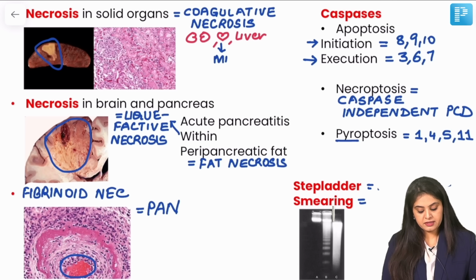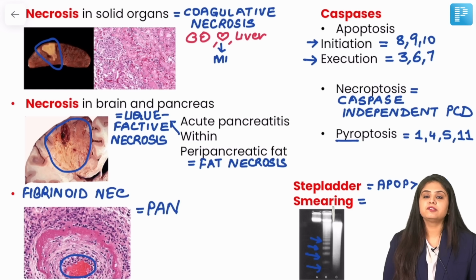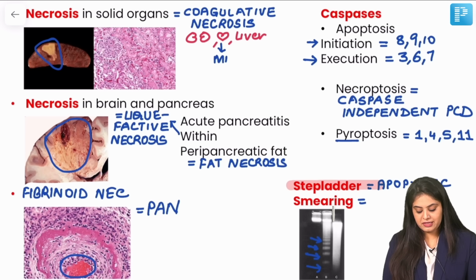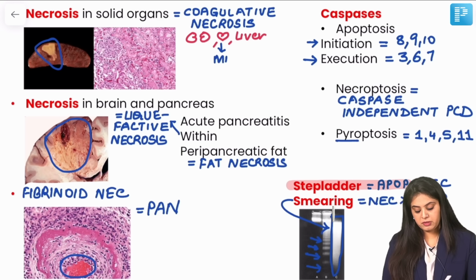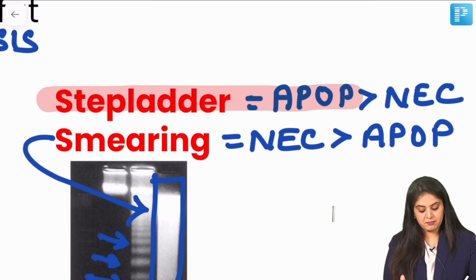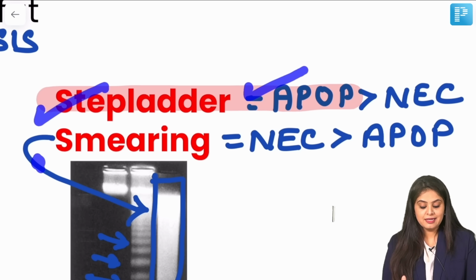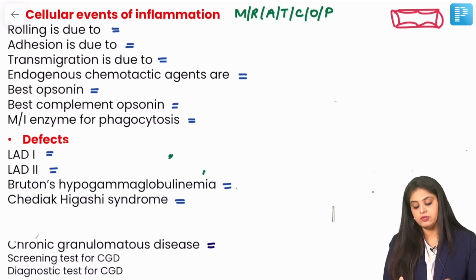Wrapping up the entire necrosis apoptosis with this classical picture of DNA electrophoresis, where here you can see the classical step ladder pattern, and step ladder pattern is seen both in necrosis and apoptosis, but of course it is more commonly seen in apoptosis, versus the next one that you see where the entire DNA is smeared out, that is the smearing pattern, that is also seen in both necrosis and apoptosis, but it is more commonly seen in necrosis. So basically both are seen in both, but step ladder is seen more commonly in apoptosis and smearing is seen more commonly in necrosis.